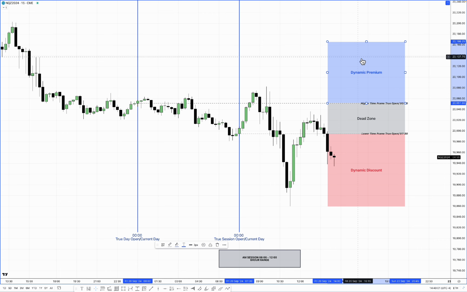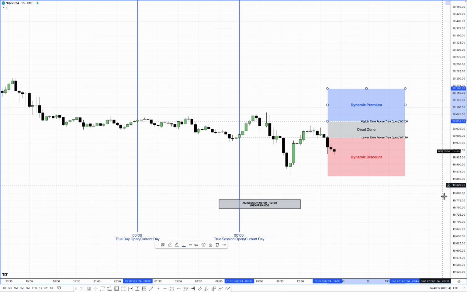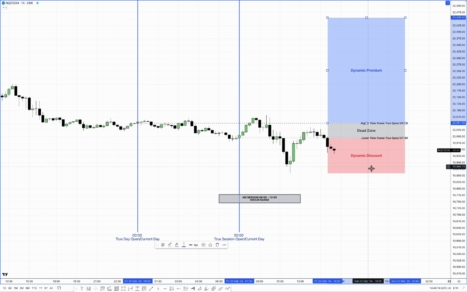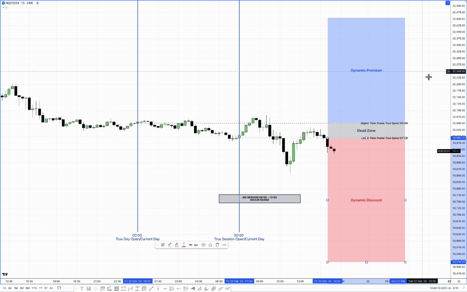One question I know many will ask is, where does the dynamic premium area end? Ideally, from a price perspective, it does not end, meaning it is infinite, right? As long as you're above both the true opens and you're within a premium area, it does not really matter how high price goes. It is going to be within a premium, right? And then when it goes below both ranges, it is going to be within a discount, right?